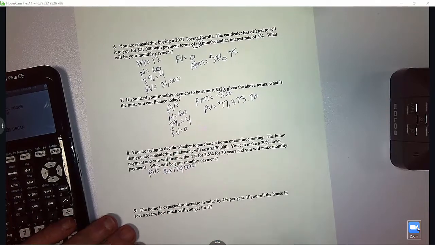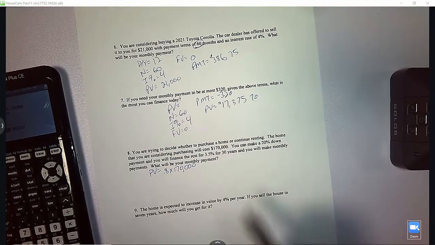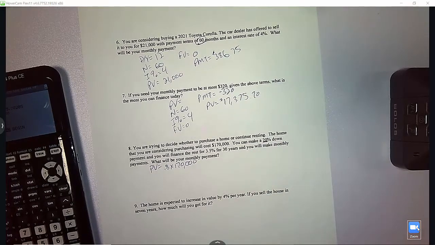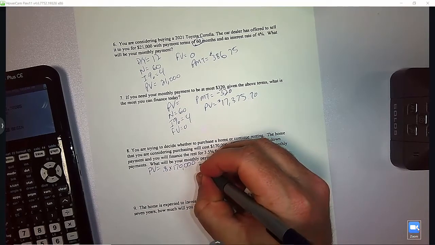Alternatively, if this makes more sense, you could just take 20% of the $170,000 because that's going to be your down payment, and that's going to be $34,000. And you would subtract that $34,000 from the $170,000 because that's how much you're going to borrow for the house. Or you could take 0.8 times $170,000. It'll give you the same answer. It's equal to $136,000.